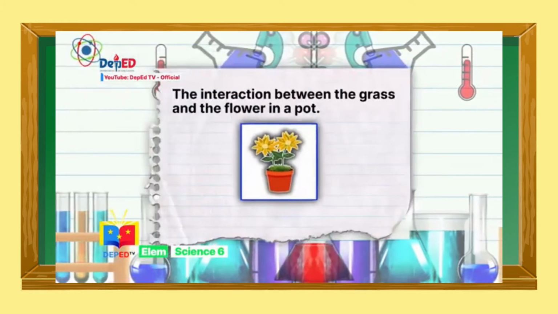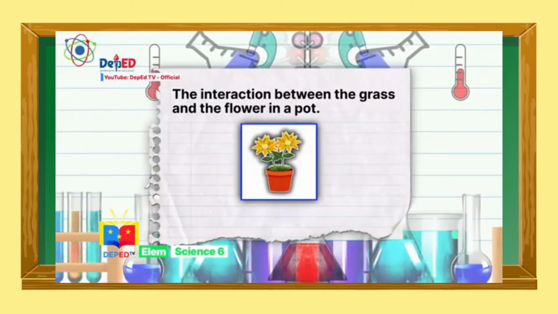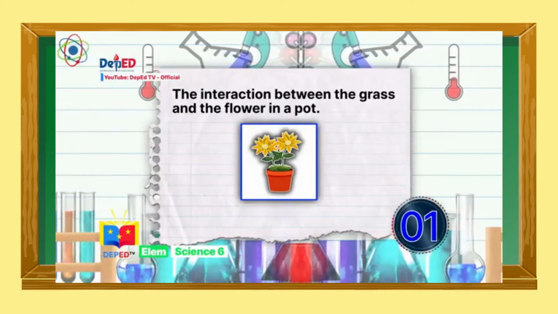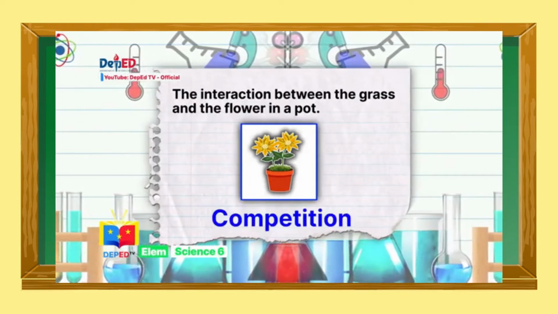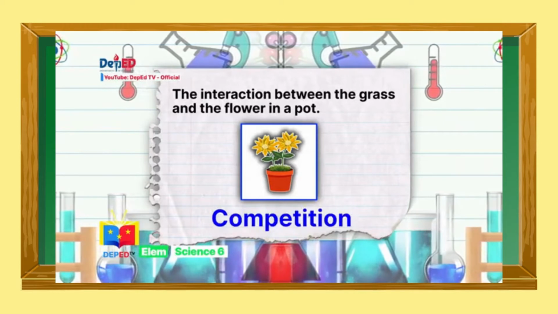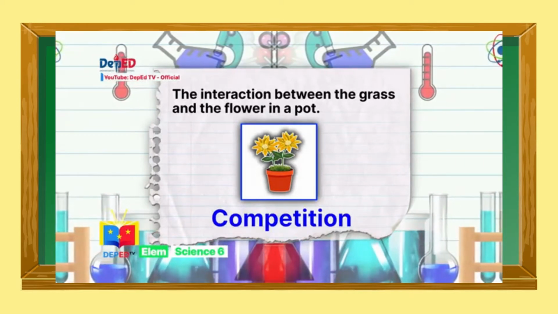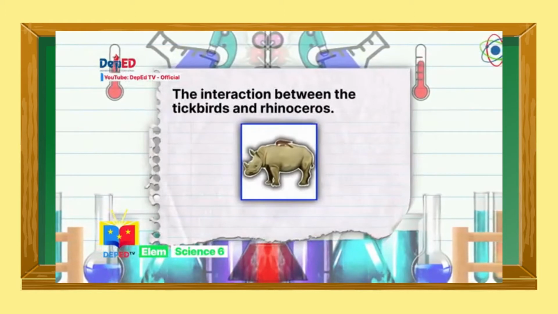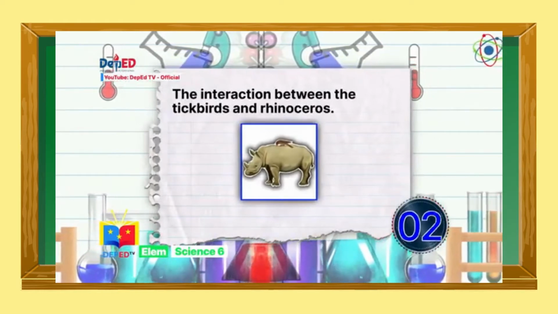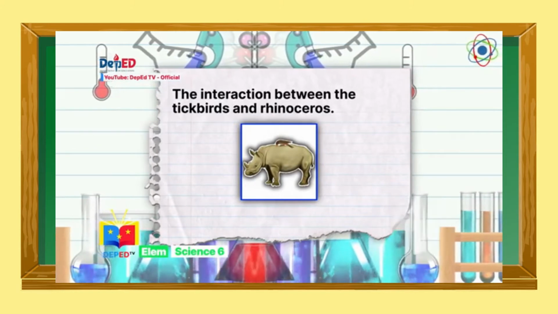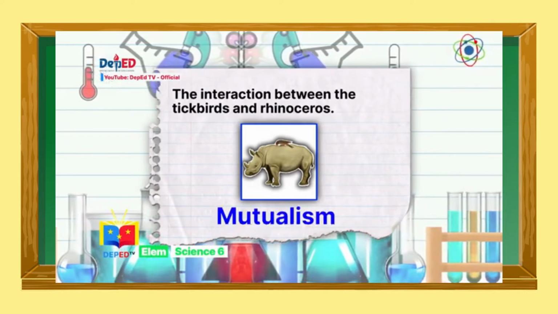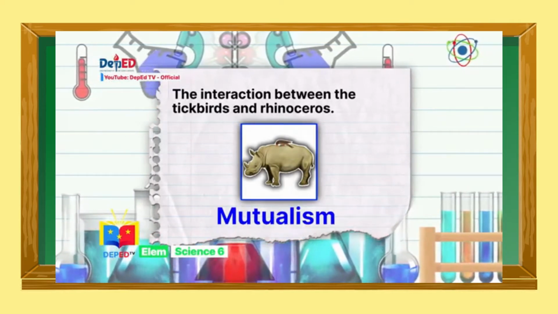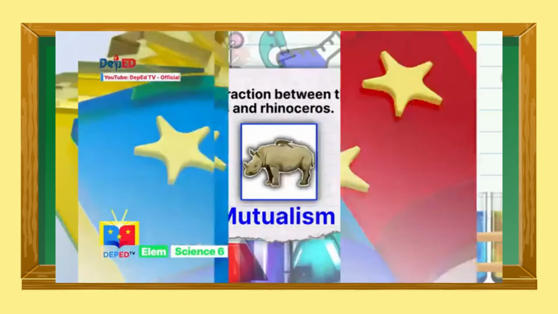Number 3. The interaction between the grass and the flower in a pot. That's right. The correct answer is competition. The grass and the flower compete with one another for the soil nutrients in the pot. Number 4. The interaction between the tick birds and the rhinoceros. Very good. The correct answer is mutualism. The tick birds perch on the back of the rhinoceros to get food and help the rhinoceros get rid of the pests.